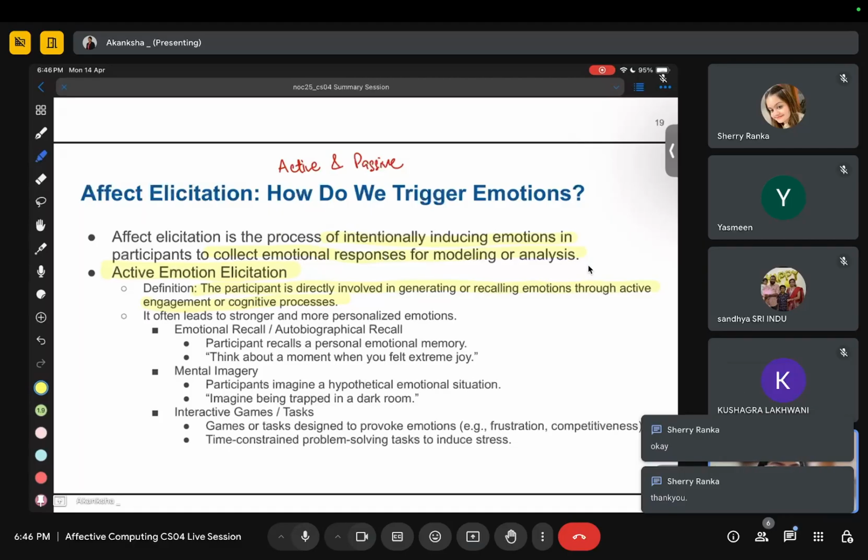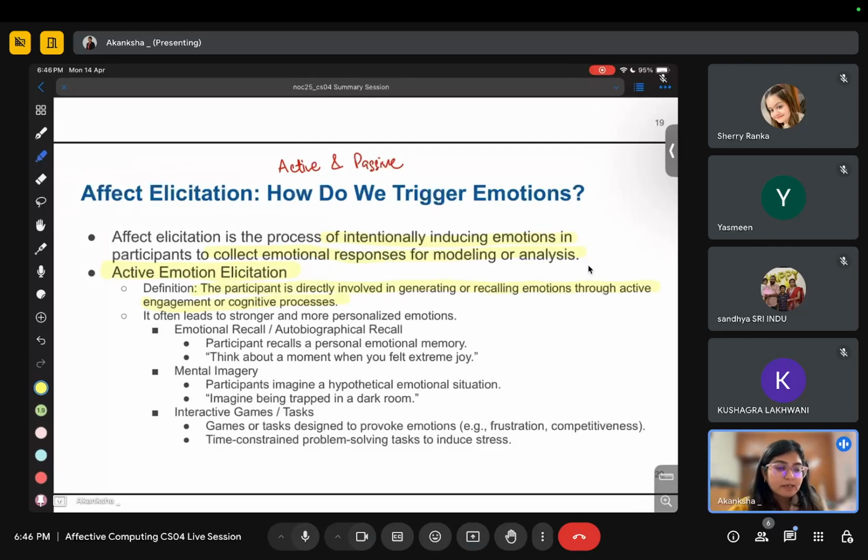Okay, so we were talking about affect elicitation. Elicitation means to generate, okay? So how to generate emotions in a person. If you are able to induce the emotion in the other person, then you can capture it. Let's say my facial expressions are being captured. You tell me to act that expression, I can do that for you, and you can create a data set from that, right?